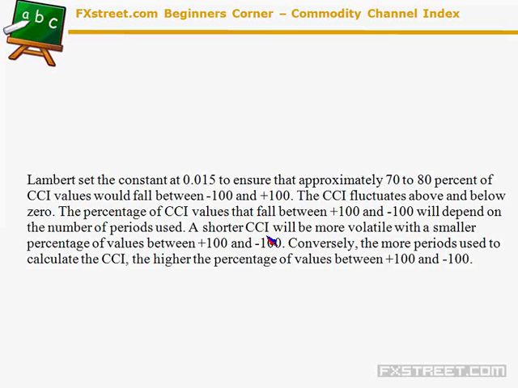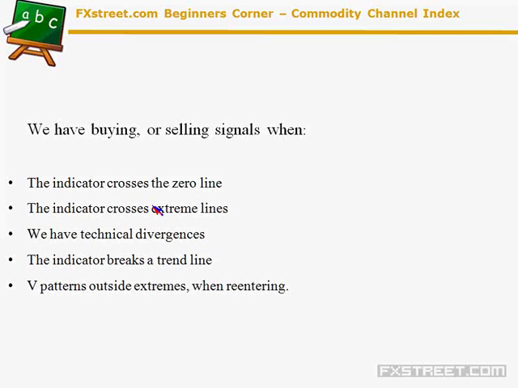Anyway, back to the basics of this. As a general rule, we are going to see examples that we have buying or selling signals in different cases. The first one is when the indicator crosses the zero line. If it crosses from downside up, we have a buying signal. If it crosses from upside down, we have a selling one. Also, we have buying or selling signals when the indicator crosses those extreme 100 and minus 100 lines. We are going to see that in more detail right now.